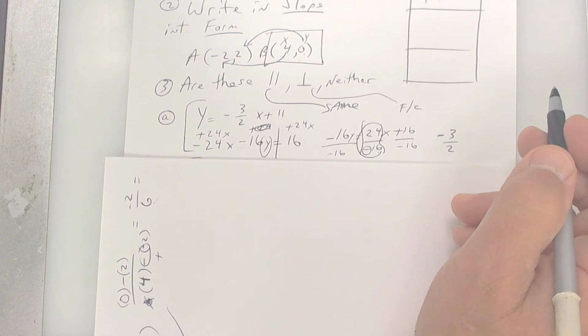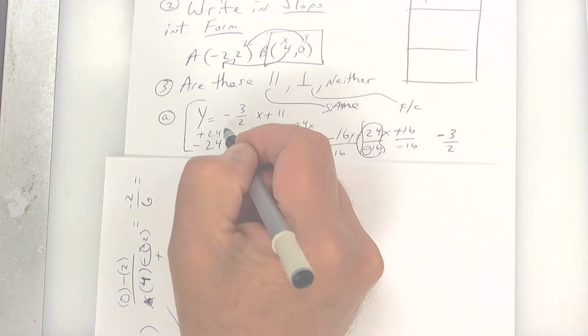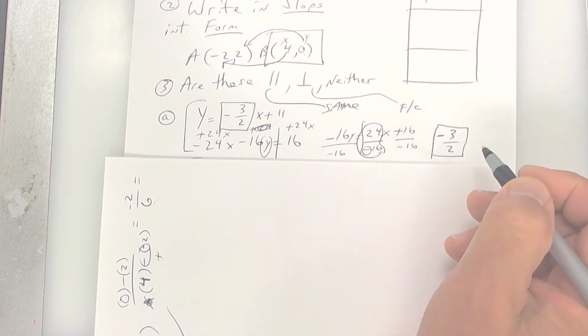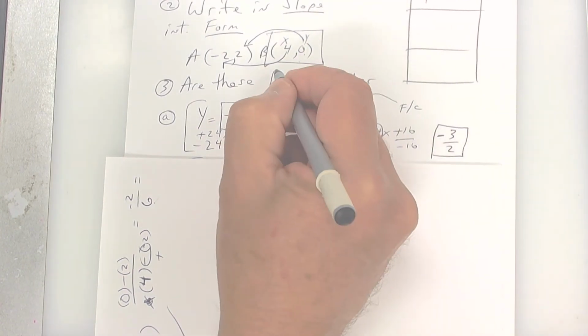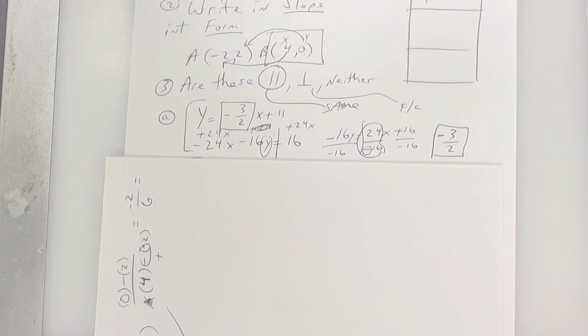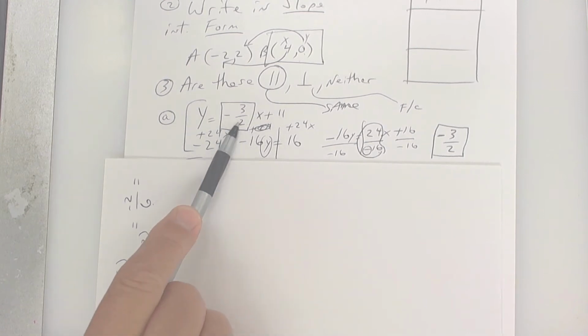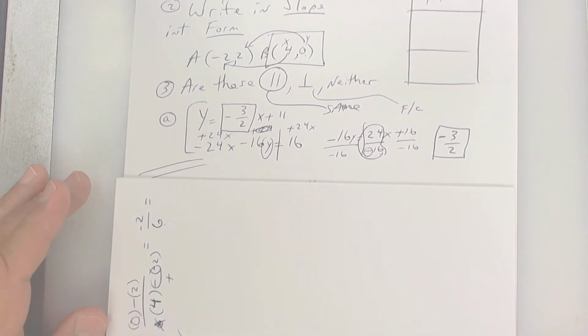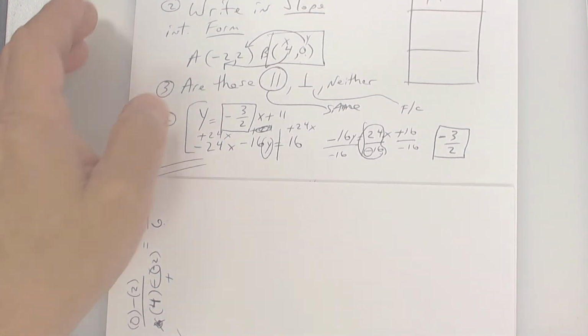Okay, well, let's take a look. Here, the slope is negative 3/2, and here the slope is negative 3/2. So these lines are parallel. That's it. Now, to check for perpendicular, you would actually flip only one of these and change it and see if it equals the other one. All right, and if it's not either of those, it's neither.